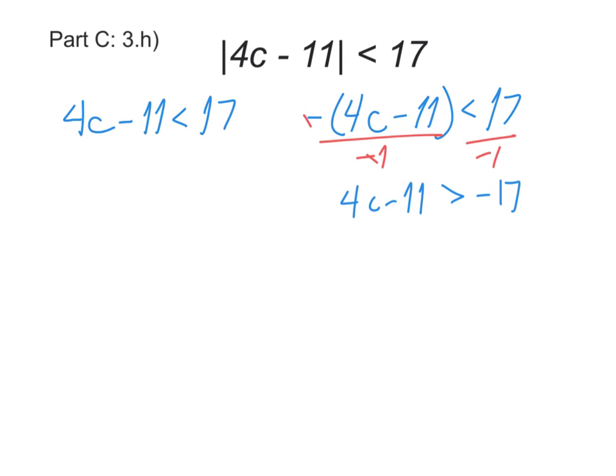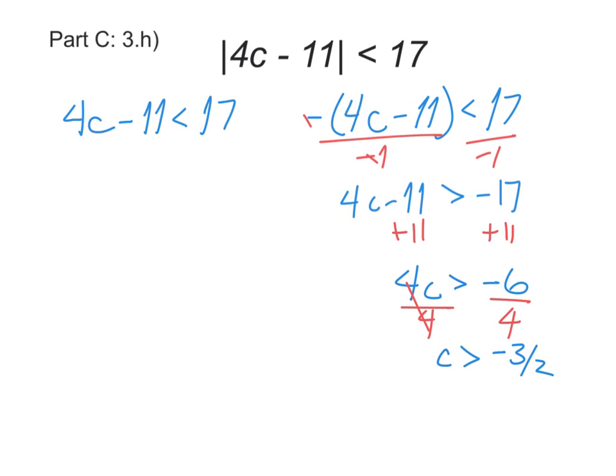Continuing on this one, I'm going to add 11 to both sides so that 4c is greater than -6, and finally divide by 4. Since 4 is not negative, the inequality is going to stay the same, and c will be greater than -3/2. For our other inequality, again, add 11.